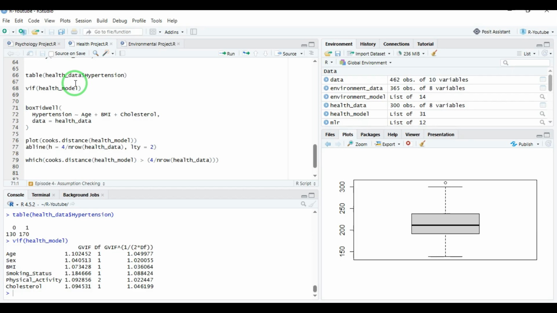But before I interpret the health model outputs, I want to add 2 more important diagnostics that I forgot about in episode 4. They are especially relevant to logistic regression.